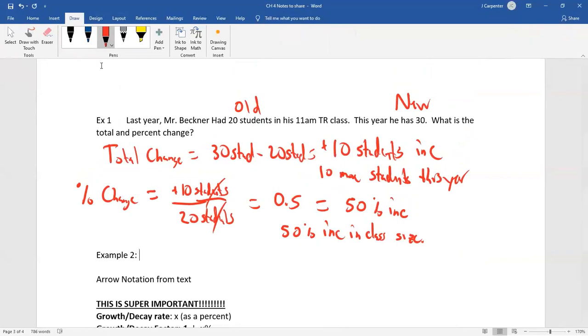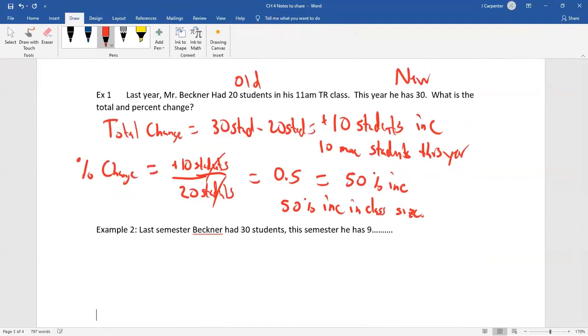Same kind of concept. Last semester, Beckner had 30 students. This semester, he has 9. What's the total and percent change? Okay. So last year he had 30. I sound crazy when I say it that way, don't I? This semester, we've got 9 students in a particular class. 11 a.m. Tuesday, Thursday, 7 p.m. Monday night, whatever, who cares what particular time slot it is.